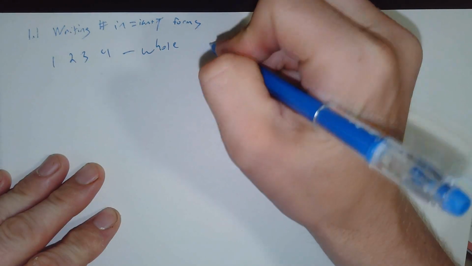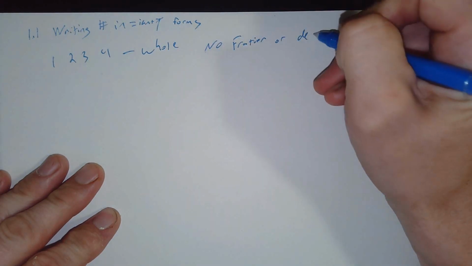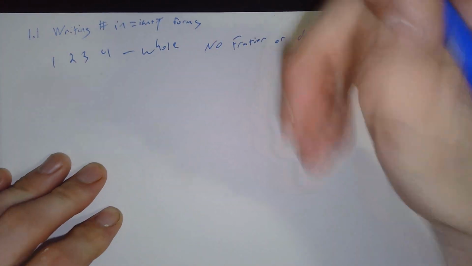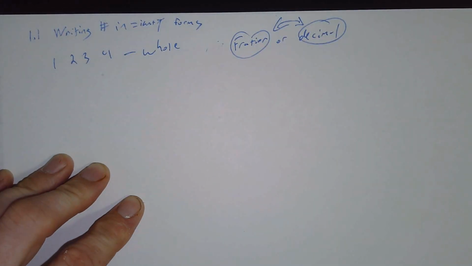What this means is going from numbers that aren't whole numbers, like 1, 2, 3, 4, 5. Those are whole numbers, right? They don't have fractions or decimals. We're going to go from fractions and decimals and back, right?